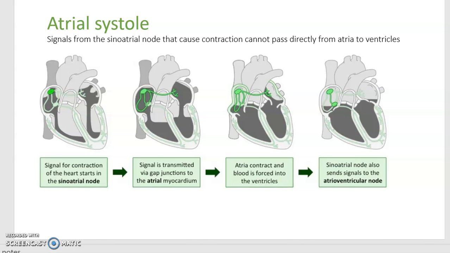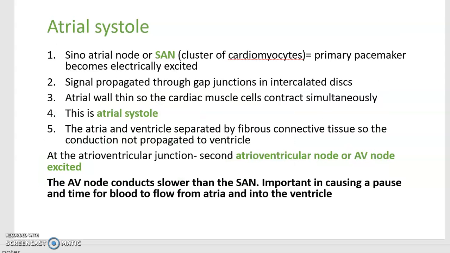So what I've done here, which I hope is helpful, is I've taken you through the series of events, pointing out in bright green there the big signposts for you to take away. So there is a region called the sinoatrial node. The sinoatrial node is the same thing as the pacemaker. It's made up of specialized cells called cardiomyocyte cells.